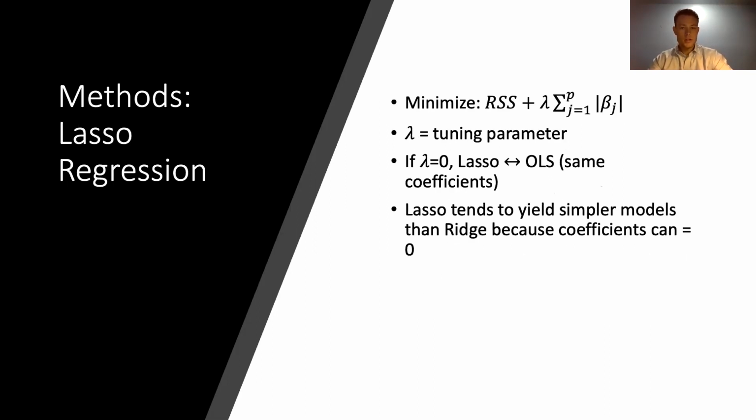Similarly, with lasso regression, our goal is to minimize our regression sum of squares, but in this case we have lambda times the sum of the absolute value of our coefficients. We have the same parameters here, lambda, and one small difference between lasso and ridge regression is that with lasso regression, the coefficients can shrink all the way down to 0. So lasso can yield a little bit simpler results than ridge regression in that sense, but the two methods are very similar. So moving on to results of these methods.